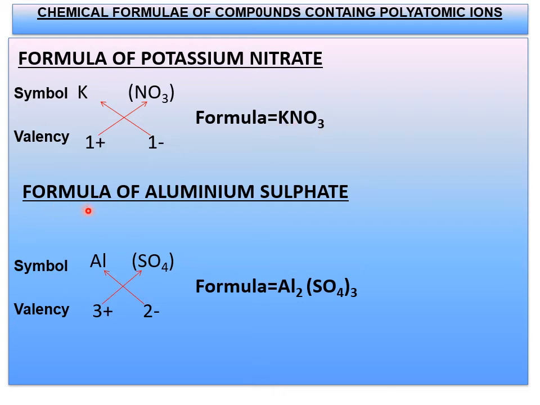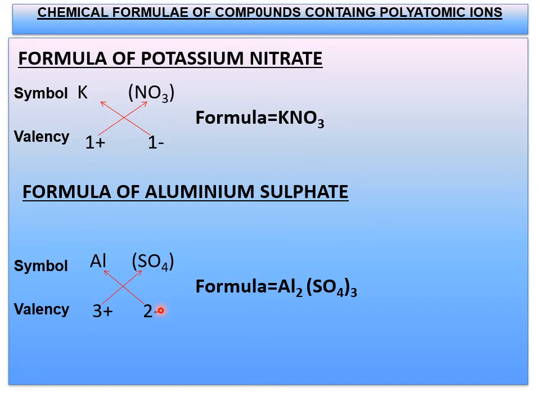When you go with the formula of aluminium sulfate, so Al and SO4. Okay. For polyatomic ions, you have to use a bracket. That is one rule there. So for aluminium 3 plus, for sulfate 2 minus.